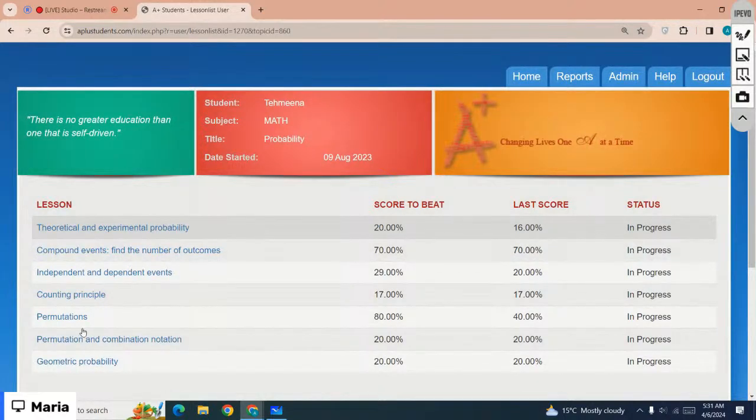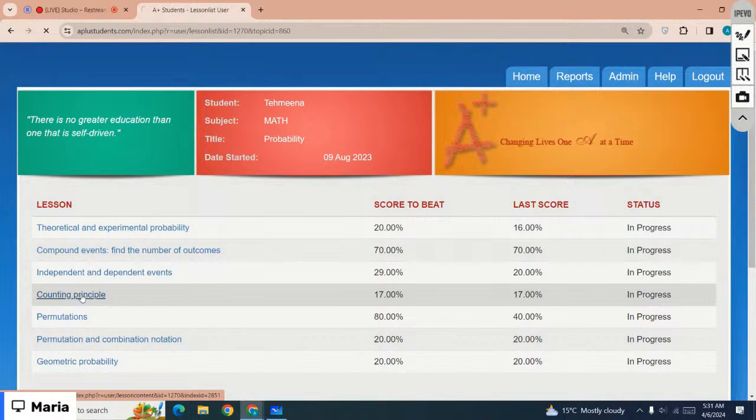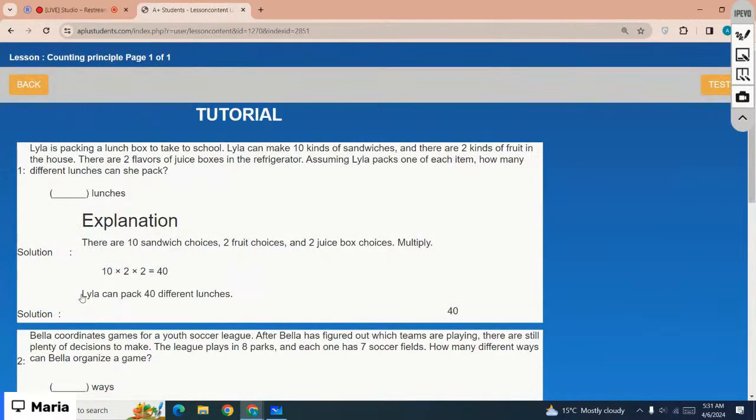The next lesson is counting principle. Leila is packing a lunchbox to take to school. Leila can make 10 kinds of sandwiches and there are 2 kinds of fruit in the house. There are 2 flavors of juice boxes in the refrigerator. Assuming Leila packs one of each item, how many different lunches can she pack?